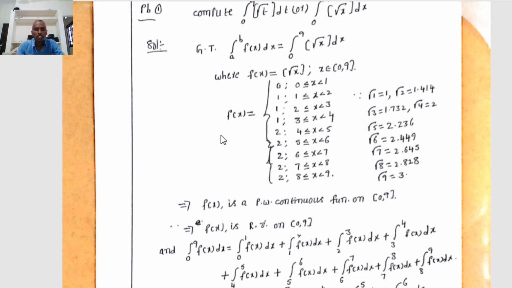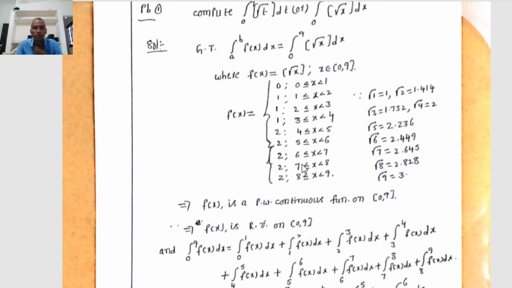Therefore, f(x) = the integral part of √x on the closed interval [0, 9] can be defined as: 0 on 0 ≤ x < 1, 1 on 1 ≤ x < 2, 1 on 2 ≤ x < 3, 1 on 3 ≤ x < 4, 2 on 4 ≤ x < 5, 2 on 5 ≤ x < 6, 2 on 6 ≤ x < 7, 2 on 7 ≤ x < 8, and 2 on 8 ≤ x < 9.